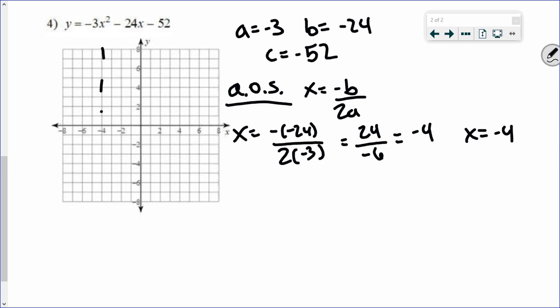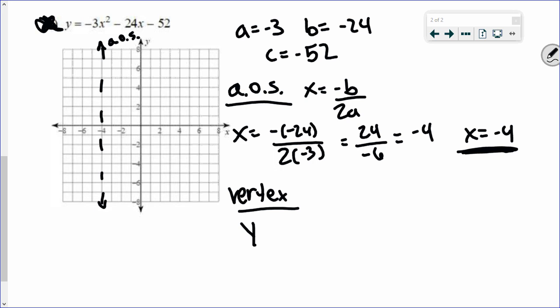Over here, and we plot the axis of symmetry. Next step, find the vertex. We're just plugging in this x value. Plug that into the original equation up here. So y equals negative 3, substituting in negative 4 where I see x.